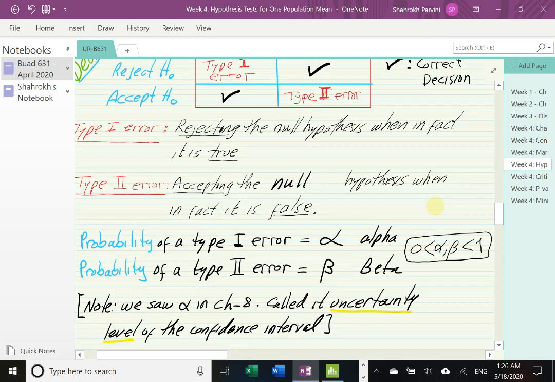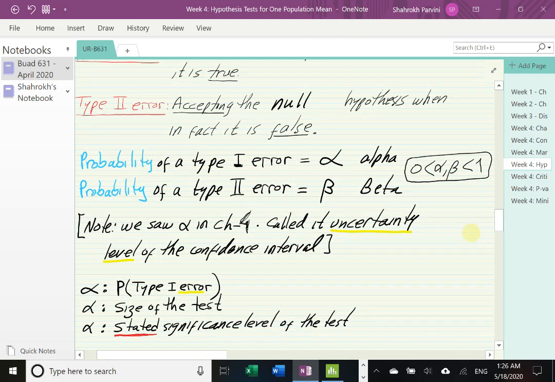Actually, I don't have it in chapter 8. We saw this in chapter 4 earlier, in the lecture prior to this one, before the margin of error. So we saw alpha in chapter 4, and we called it the uncertainty level of the confidence interval in that segment.